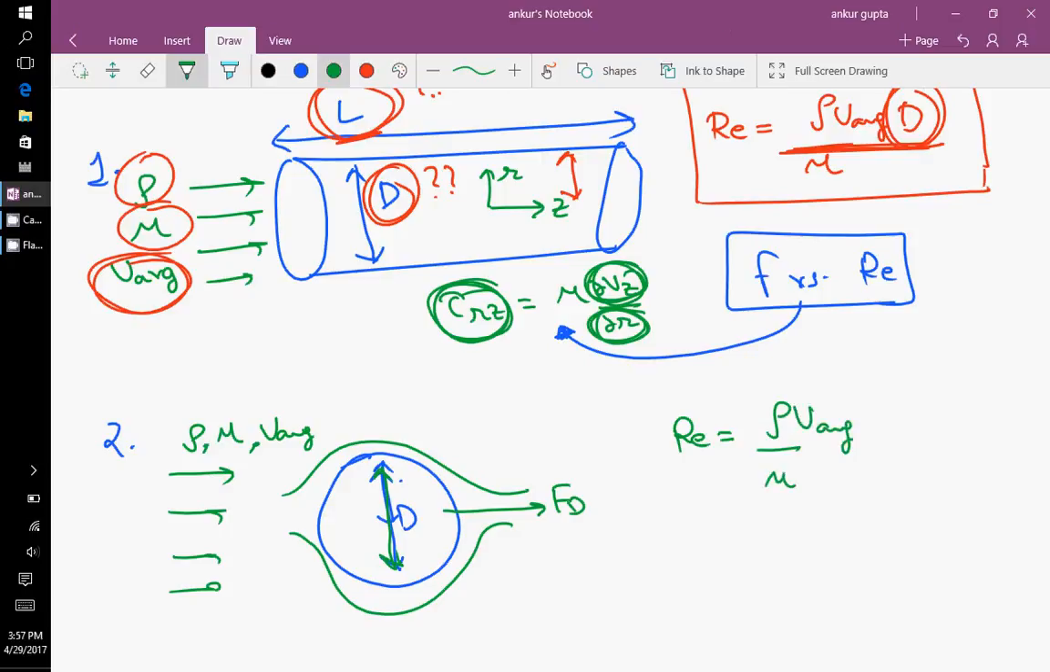Now what should we choose as the length scale here? Actually there is one length scale, which is the length scale of this sphere, and there is no other length scale available to us. The other length scale one can say is basically infinity, because the flow is unbounded and will happen throughout. There is no bounding of the flow. So why is D the relevant length scale here?